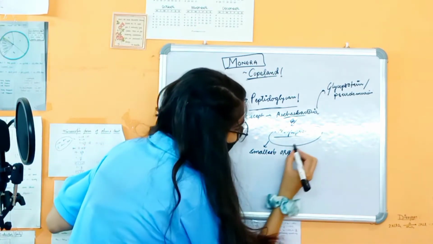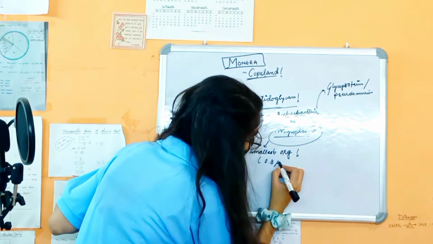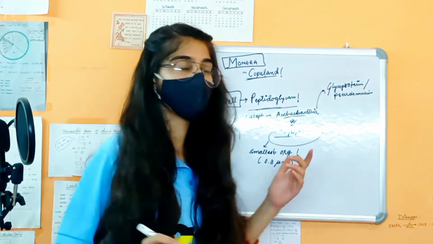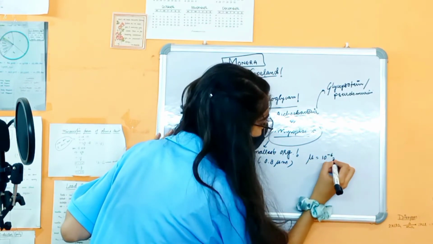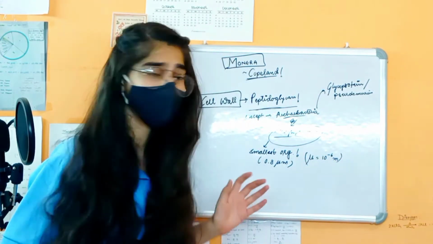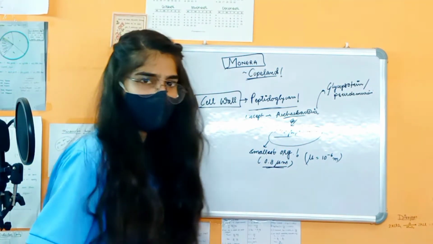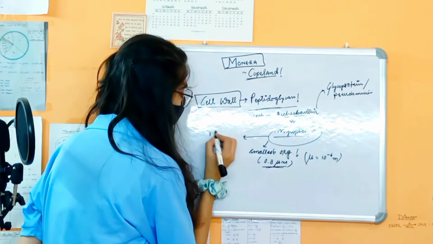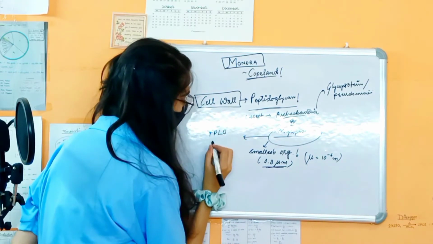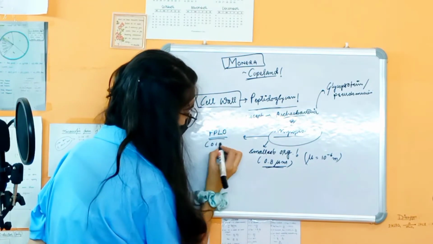So see, the size is 0.3 micrometer. For those who do not know what a micrometer is, micro is 10 to the power minus 6 meter. So small, right? Smallest organism, 0.3 micrometer. Bacteria are of course small, we cannot see them with our naked eyes. And even in these, PPLO are the smallest, 0.1 micrometer.